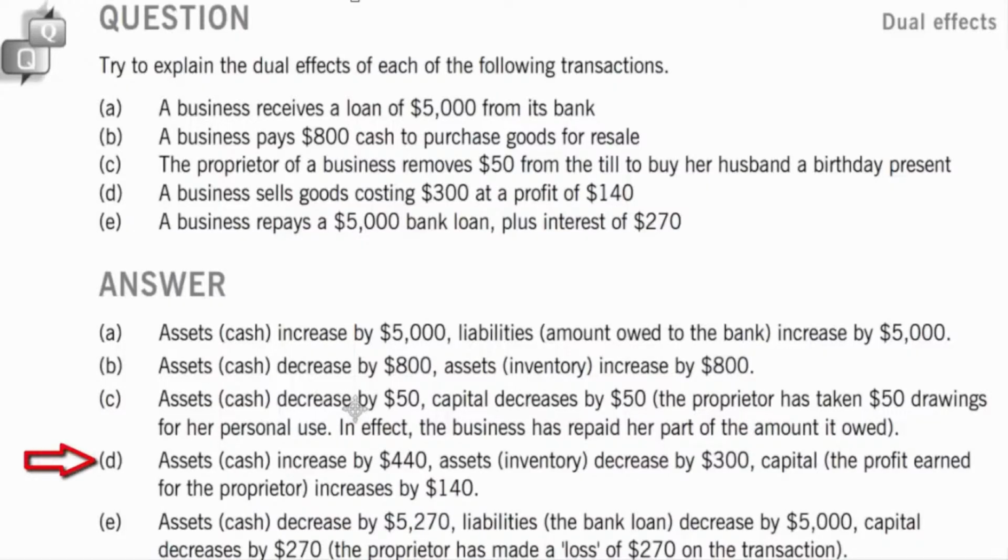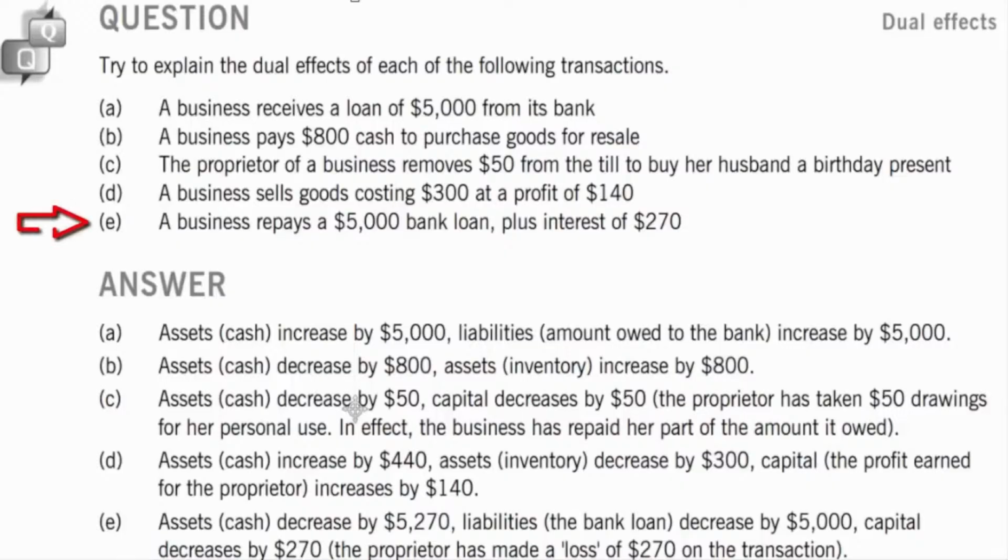1. Assets, cash, increase by $440 because the business receives this cash from the sale. 2. Assets, inventory, decrease by $300 because the goods are no longer in the business. They've been sold. 3. Capital, profit increases by $140, which is the profit earned from the sale. So in this transaction, cash goes up by $440, inventory goes down by $300, and capital goes up by $140, the profit made on the sale.